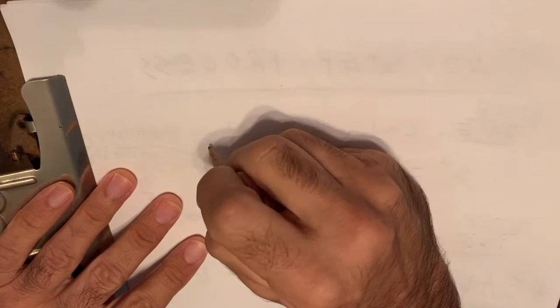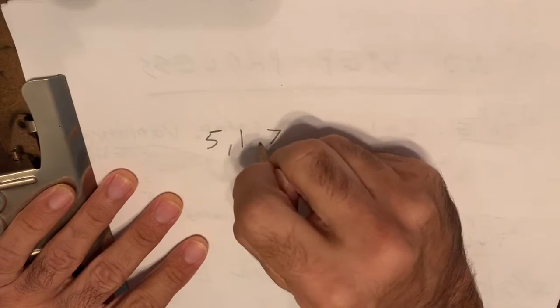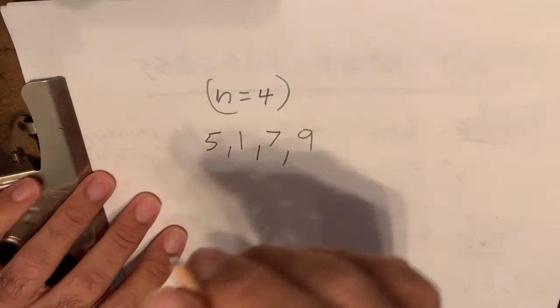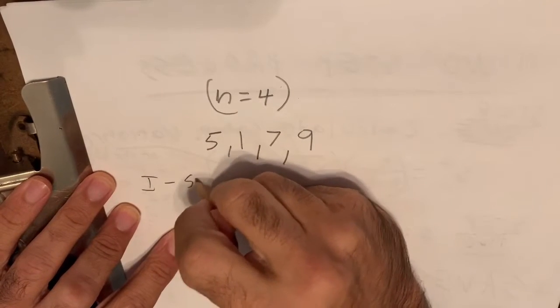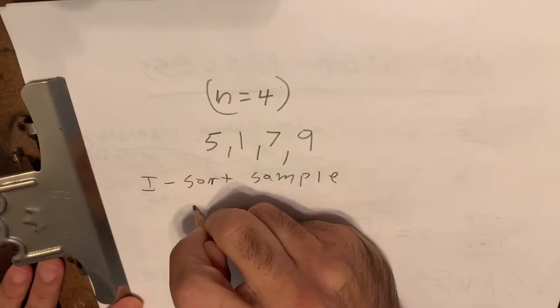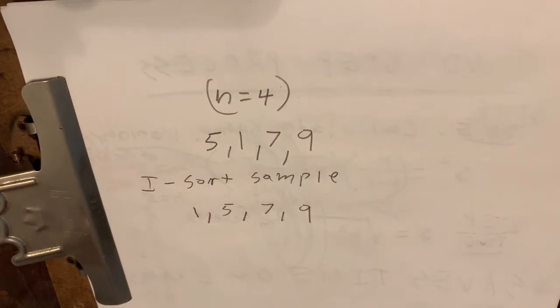So let's say instead of having 650 observations, which we can't write on the piece of paper because it's too long, let's just say we have 5, 1, 7, and 9. So these are 4 observations. Now, to get the median of these numbers, the first step would be to sort the sample. So we'd have 1, 5, 7, 9, sorted from smallest to largest.